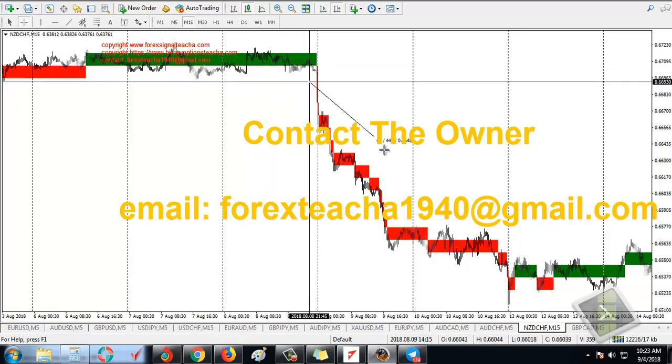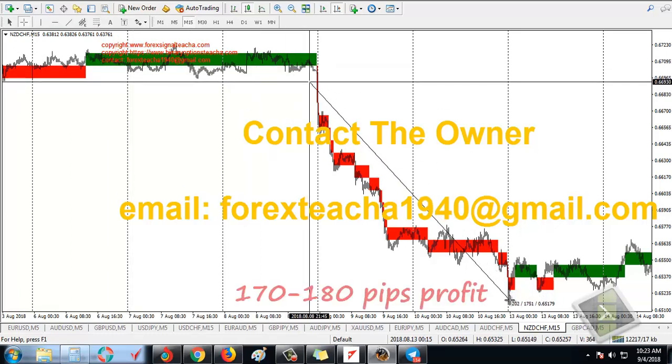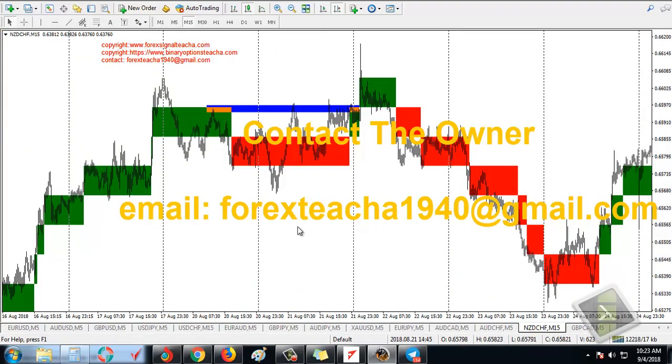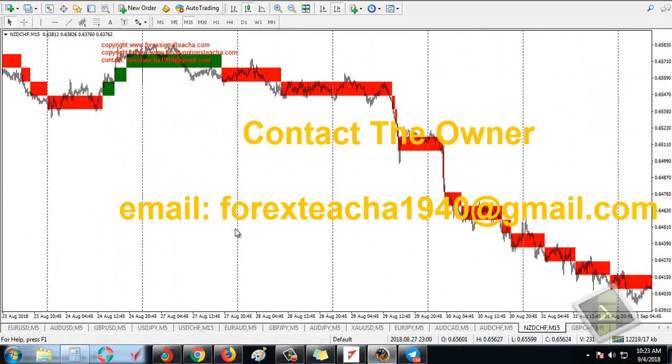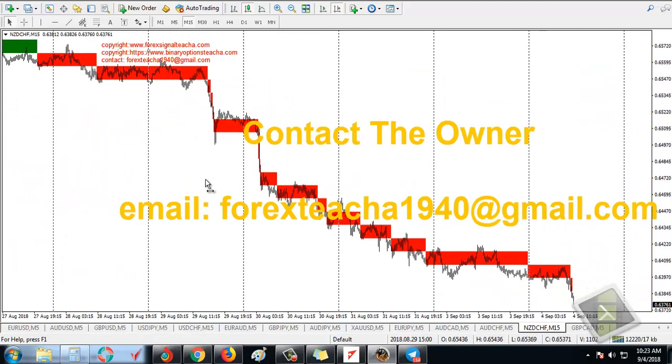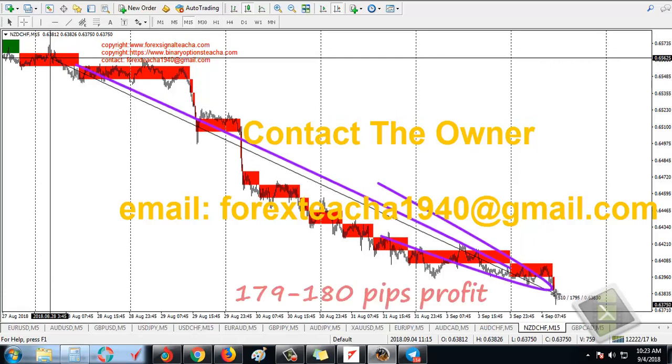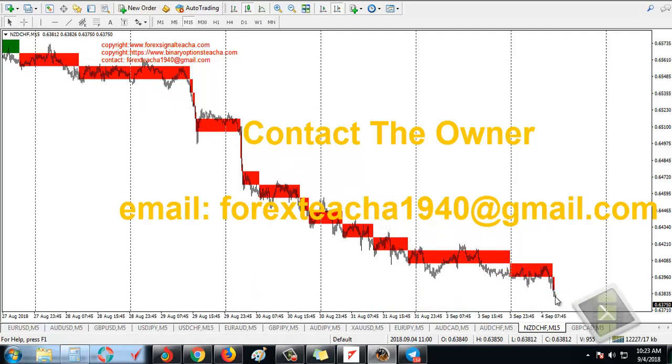And then a big winning trade. This is about 170, 180 pips. So you get a lot of these trades, guys. And these are all trading opportunities that you can get using this system. So this is also around 180, 179 pips in profit.